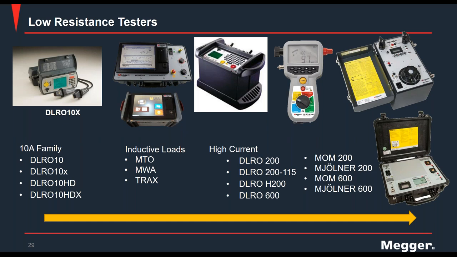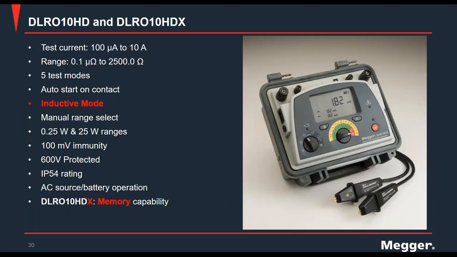And as you move on further, say for higher current applications such as circuit breaker testing, you have instruments such as the DLRO 200, the DLRO 200-115, the DLRO H200, the DLRO 600. And then you also have high current devices, there's the MOM 200, the MOM 600, and the Mueller 200 and 600. So let's look at those real quick.